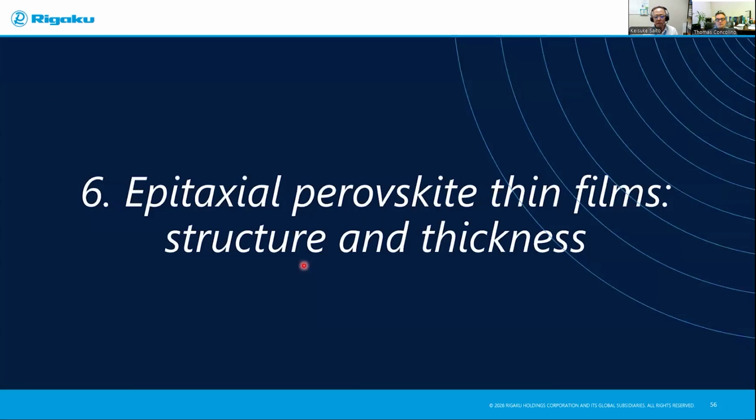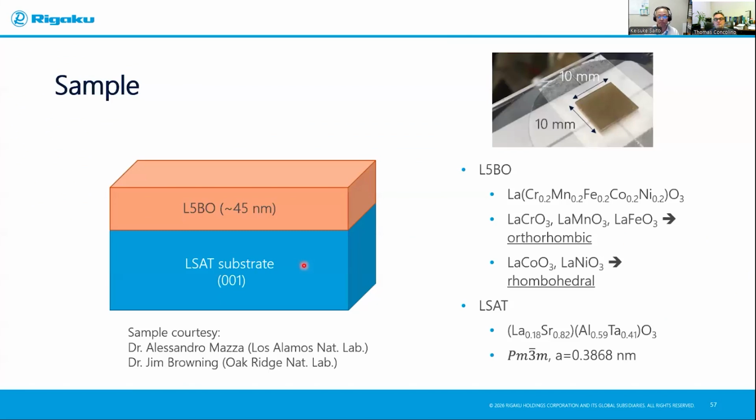Let me discuss one example today, epitaxial perovskite thin films. I try to define the structure and the thickness of this film. This is a sample. By the way, this sample was provided by Professor Dr. Matza, Los Alamos National Lab, and Dr. Browning, Oak Ridge National Lab. Thank you so much. This sample had a substrate LSAT, lanthanum strontium aluminate tantalate. This is a cubic structure. This is its lattice parameter. And there is a 45 nanometer thick L5BO layer on top of the substrate.